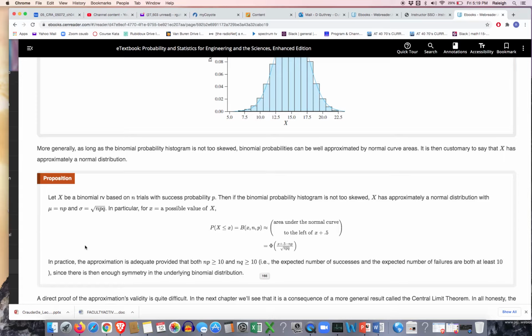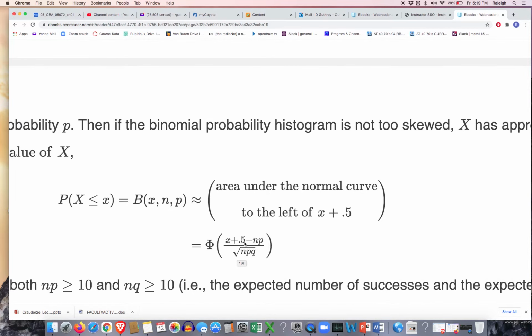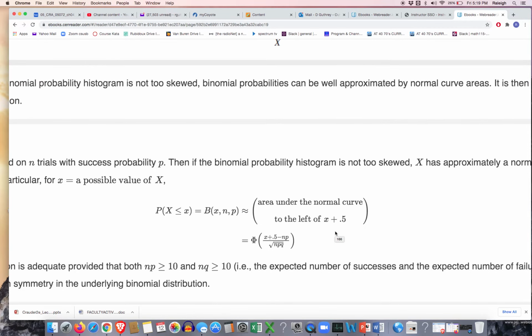Okay, so proposition, they go through the mean, NP, sigma, square root of NPQ, and x is a possible value of X. And so we just go ahead and make the continuity correction. And they've expanded this out. This is tough to read. Maybe I can blow it up. This is the Z calculation. They just put the continuity correction in there by adding a 0.5. And they put in the mu, they put in the sigma. So there you go. They've already plugged it into the formula.